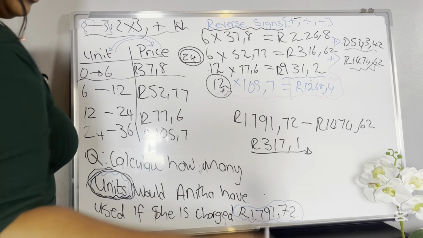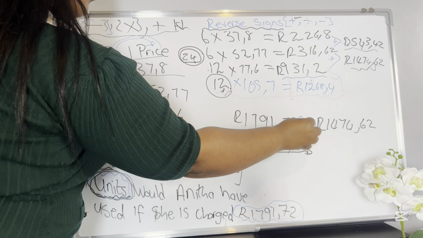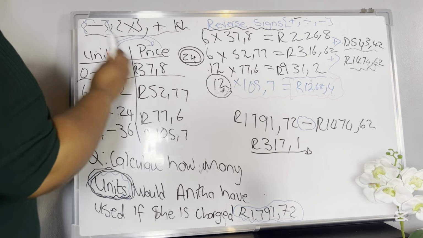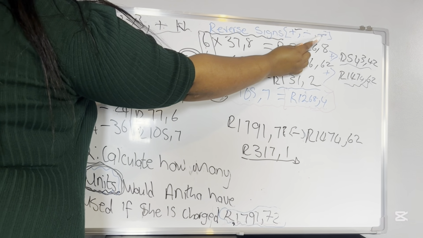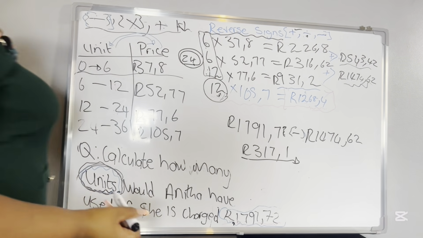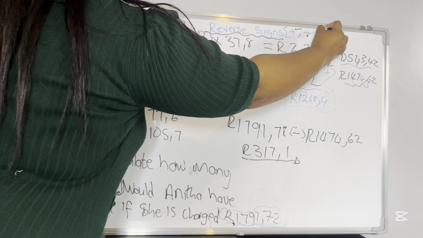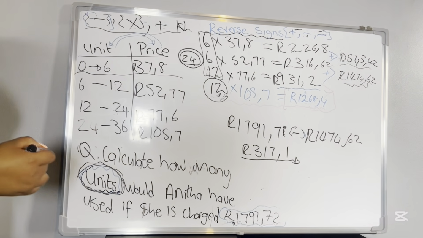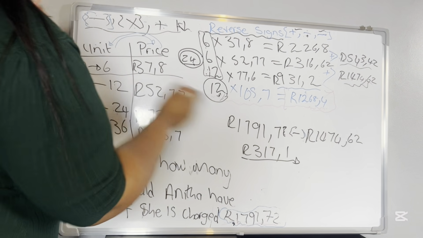Now, where did we get the minus? Where did we get this minus? Remember, we got the minus from here. Nah? We got the minus from here. That's why we are subtracting here.